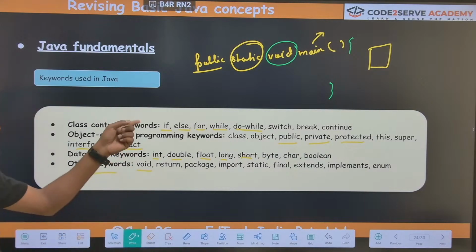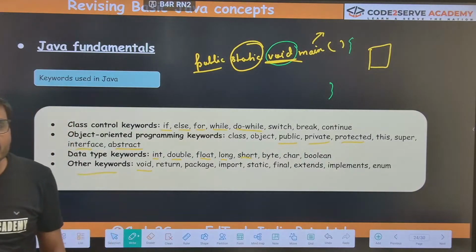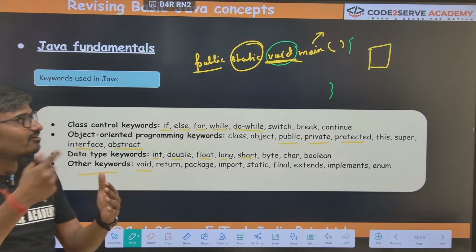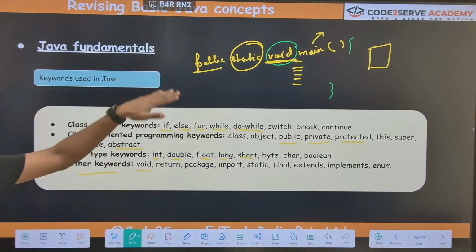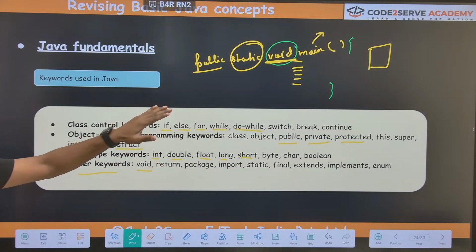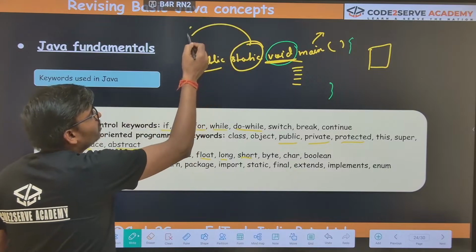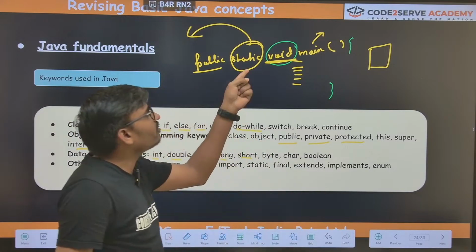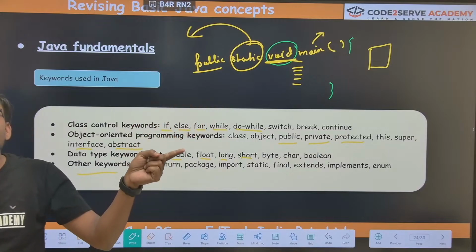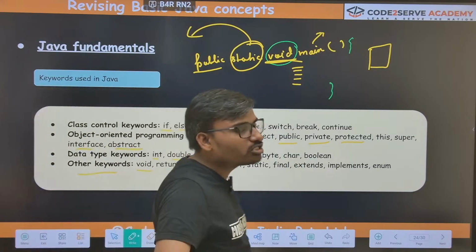Got my point? So here we see the third part is the void. So void means the return type. Whenever we execute this program, there might be n number of lines written inside it. So when the program execution stops, what is this method going to return back to the compiler? So here if we write void, that means it is going to return nothing. Got my point? That is why we use void.